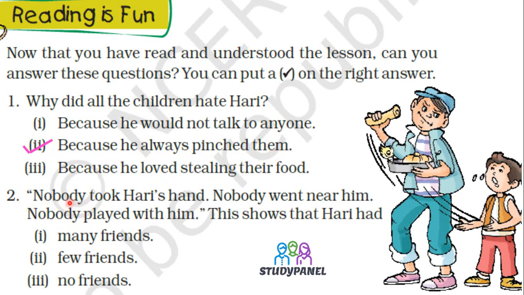Second question, nobody took Hari's hand. Nobody went near him. Nobody played with him. This shows that Hari had, one is many friends, second is few friends, third is no friend. Of course, no friends is the correct answer.